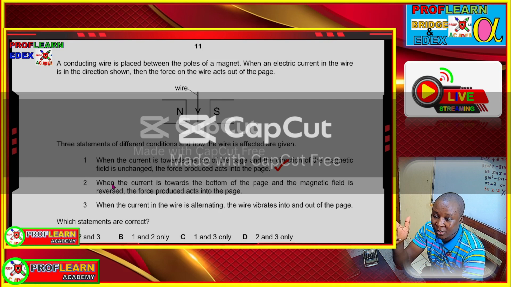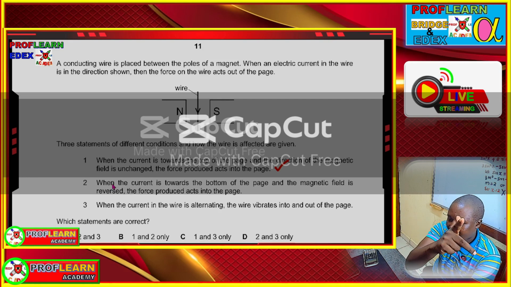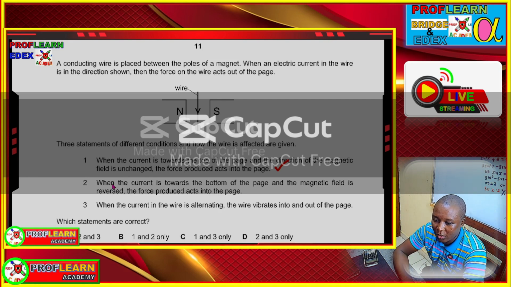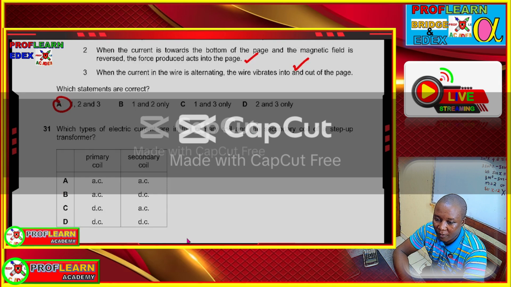For generators we use Fleming's right-hand rule. So you don't confuse those rules whenever you are going to do that exam. Fleming's right-hand rule and Fleming's left-hand rule. Yeah, so that is it. All the statements are correct.